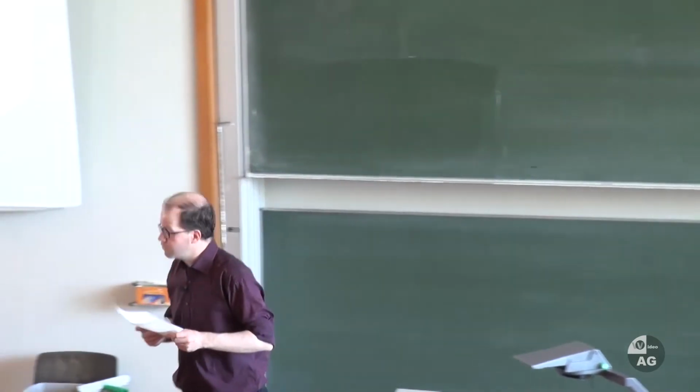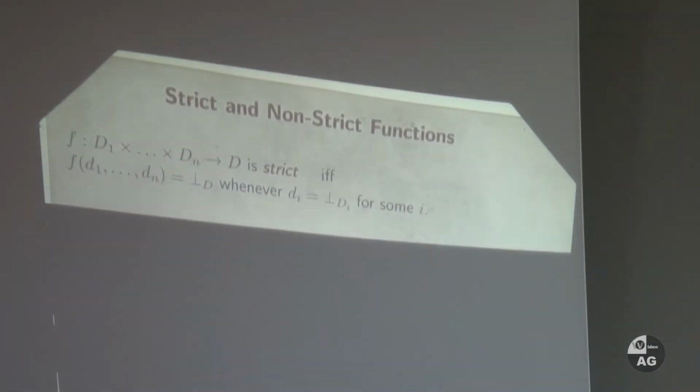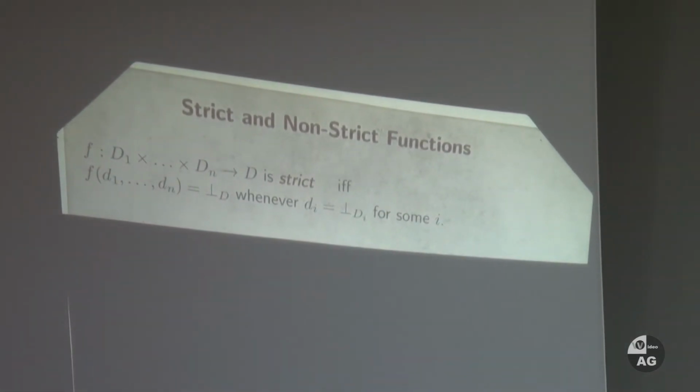Before we do this, we also introduced the notion of strictness in the last lecture. Strictness means that a function returns bottom whenever at least one of the arguments of the function is bottom. So we say that a function is strict if it has the following property. f is a function of arity n. It takes n arguments and gives you back a result. And f is called strict if the following is true. Whenever one of the arguments is bottom, then the result is bottom as well.